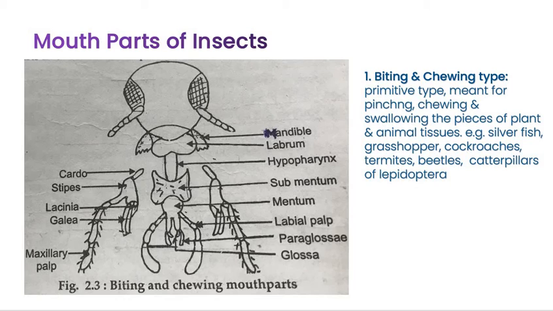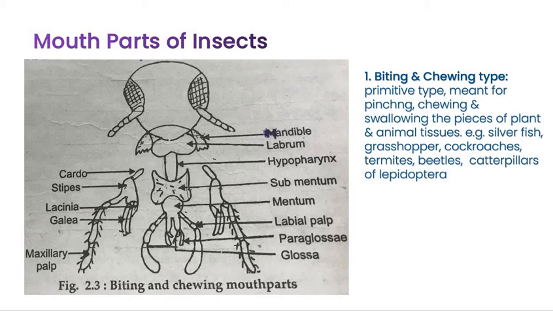Swallowing the pieces of plants, such as beetles are there, right? As well as animal tissues. So beetles are feeding on plant or also on the animal tissue, or what we say is carnivorous in diet. So such mouthparts have different sets of parts, okay?